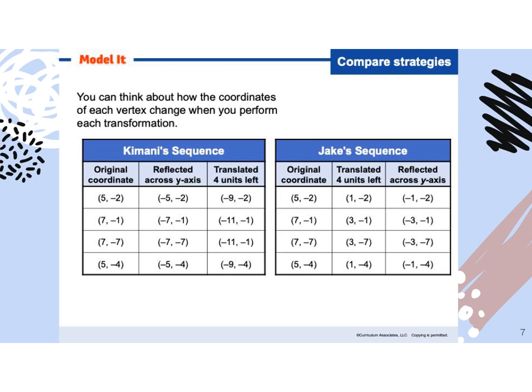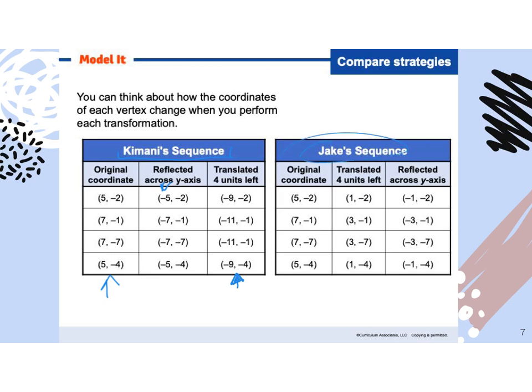Another way to think about it is to look at all of your ordered pairs. So if you follow Kimani's sequence, which is in this first table, we have the original figure. After it's reflected, because we reflected across y, all of our x's became their opposites, so now all the x's are negative. The y's remained the same. Then we translated 4 units left, so we subtracted 4 from all of our x's to end up with our final ordered pairs here.